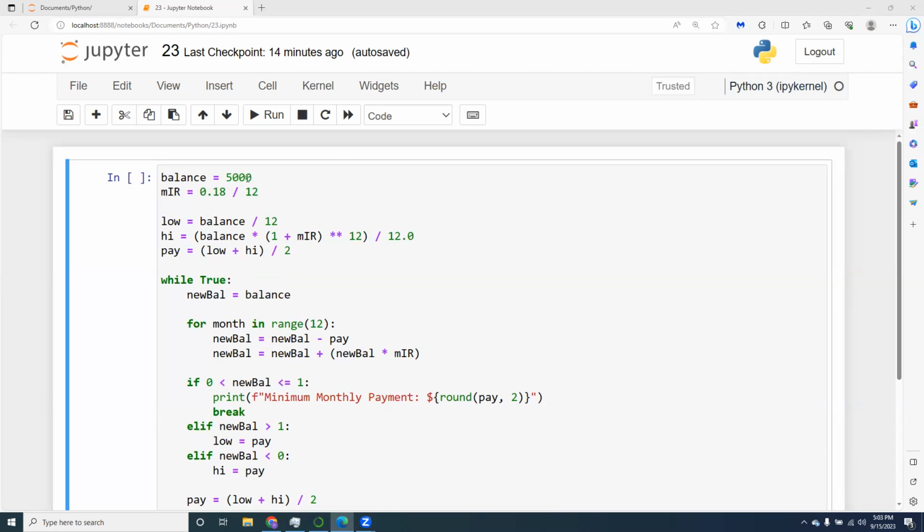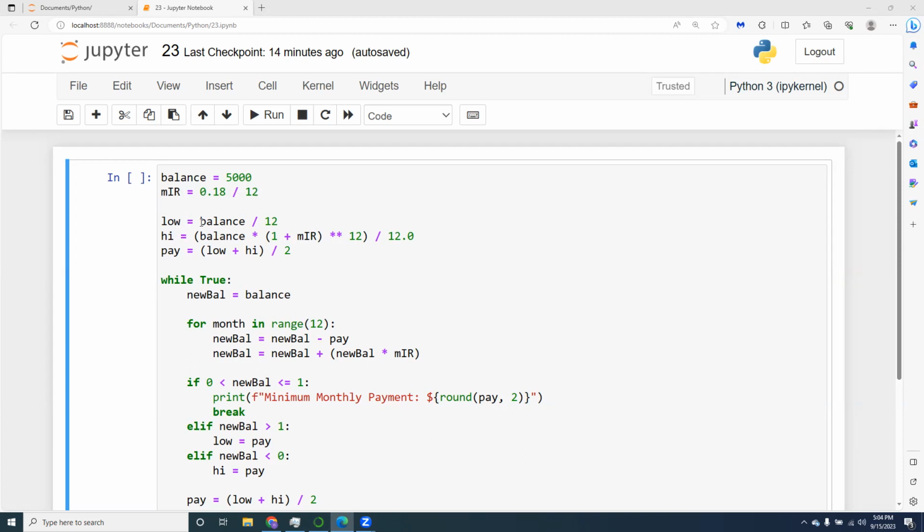So the balance is $5,000. Our annual interest rate is still 0.18, just per the other prompts. I went ahead and set a monthly interest rate variable, the MIR, so it'll be the annual interest rate divided by 12. And then also in the prompts, the lower bound and the upper bound were given here.